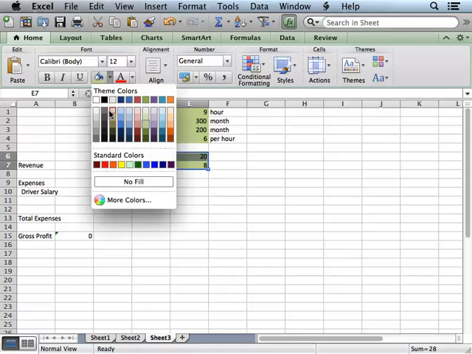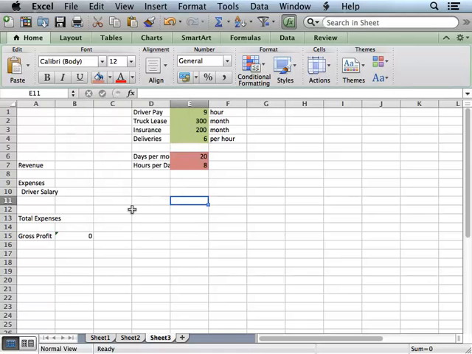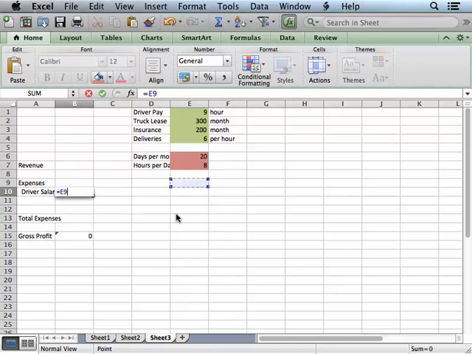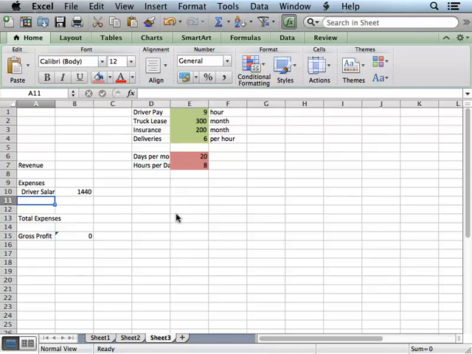And since they're assumptions and not facts from the case, I'll code them differently. I'll make them red. Now I can figure out driver's salary. Driver's salary is equal to the amount that we pay the driver per hour times the days per month times the hours per day. Now, strictly speaking, we would also be paying the employer contribution to the driver in taxes and other expenses, but just to keep the model simple, we'll step past that. The next expense would be the truck lease.